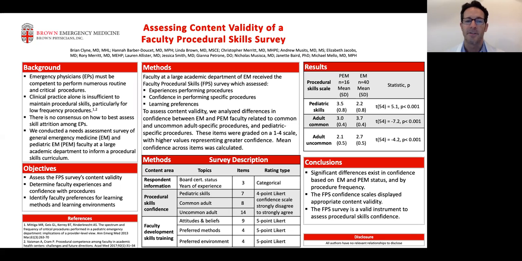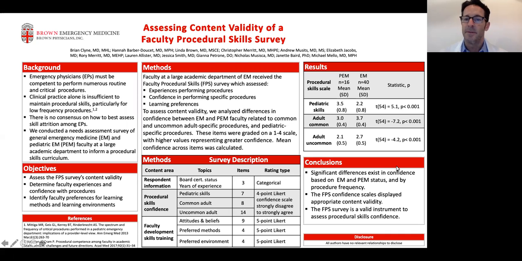And then the third part of the survey focused on the faculty development component. What were the attitudes and beliefs of faculty? What were their preferred methods of training? And what was the learning environment that they preferred? So the focus of the outcomes here was around determining whether this was a valid instrument.